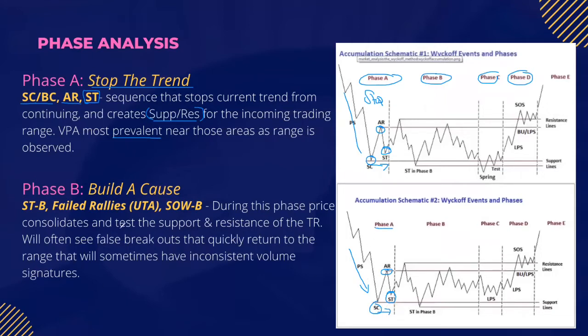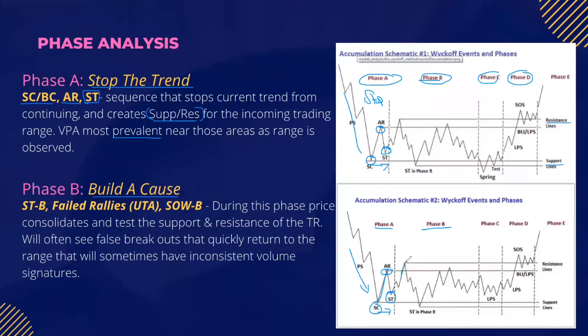Phase A is complete. Phase B is what builds our cause. And again, the cause is what comes before the effect. The cause is what creates the intensity of the effect. So the longer the consolidation, the higher the breakout would be, right? So in phase B, what are we doing? We are testing the levels that we just created. We're testing the support and resistance that we just created. Our selling climax and our automatic reaction are going to be the support and resistance for that trading range, right?